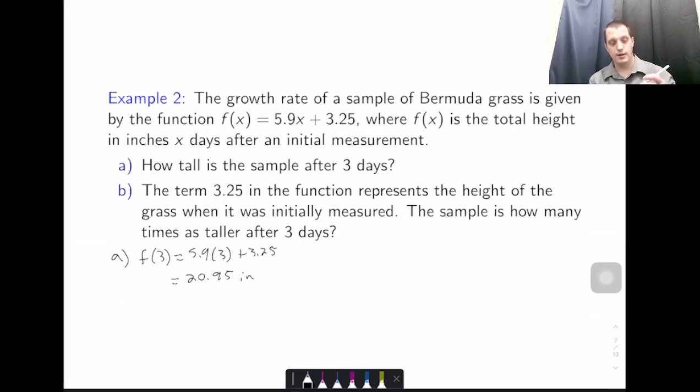So here I'm going to just take our answer, 20.95, and divide it by 3.25. I'm going to get something approximately, yes, that's my approximate sign. It's not equals to, but it's approximately 6.45 times larger. Now, I don't know much about Bermuda grass, but that's some fast-growing grass if that's the case.